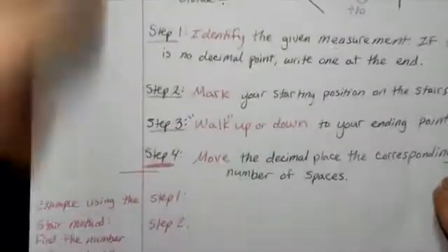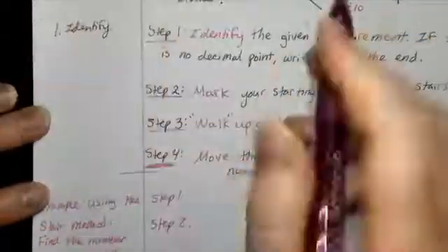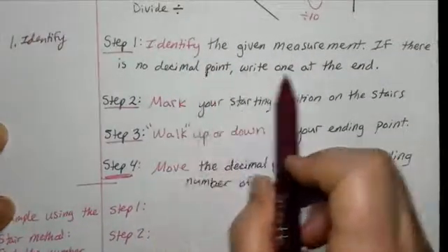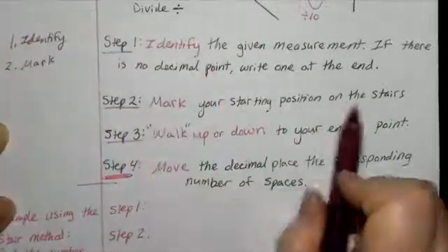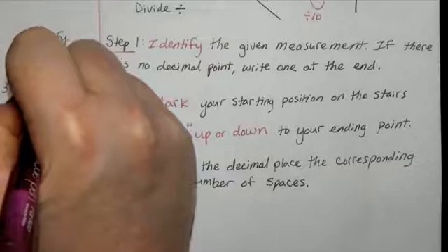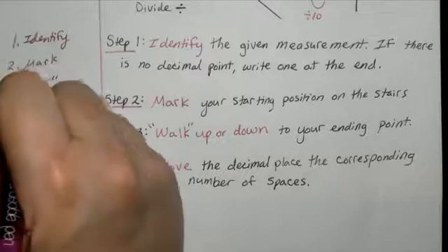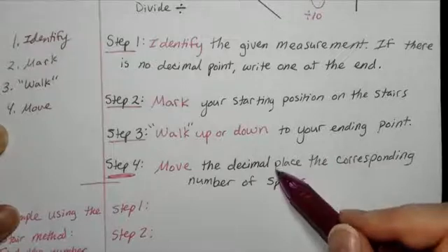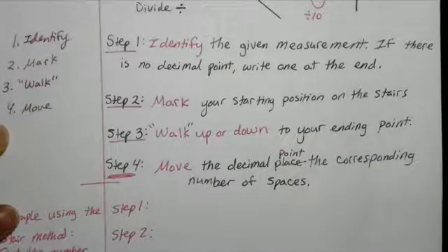So let's go over our steps. Step 1 is to identify again. You're going to identify the given measurement. If there is no decimal point, write one at the end. Step 2, mark your starting position on the stairs. Step 3, walk up or down to your ending point. And then step 4, move the decimal point the corresponding number of spaces.